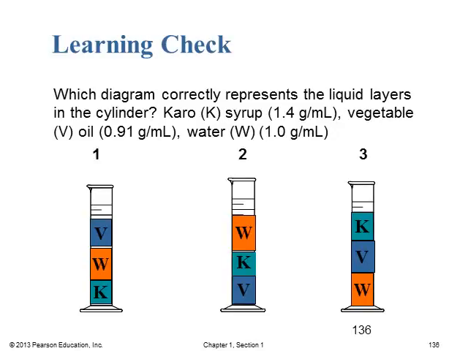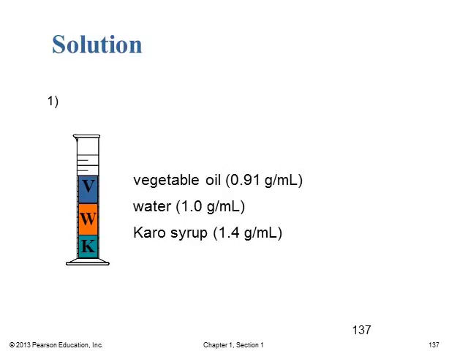Here we can say, which diagram correctly represents the liquid layers in the cylinder? They give you the densities, and whichever one has the smallest density should be on the top, and whichever one has a larger density should be on the bottom. Here we see that the vegetable oil, symbolized with the letter V, should be on top, then water in the middle, and Karo syrup on the bottom. So we should be able to select choice 1, as you see here.